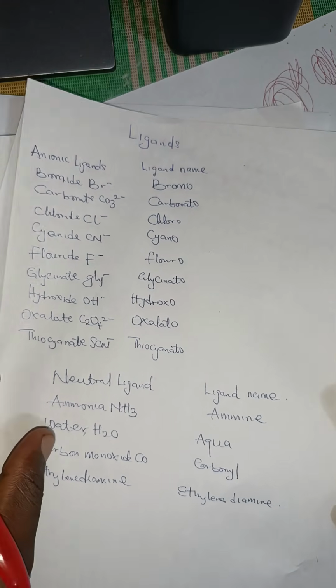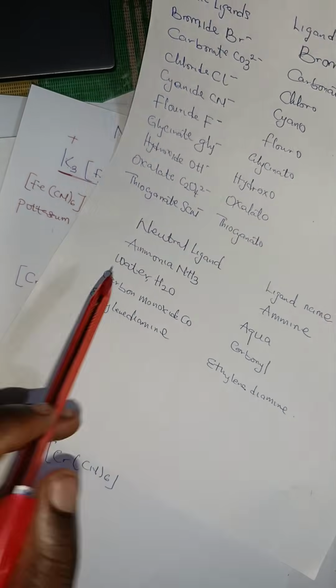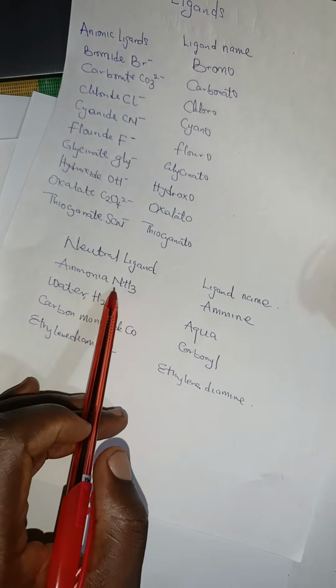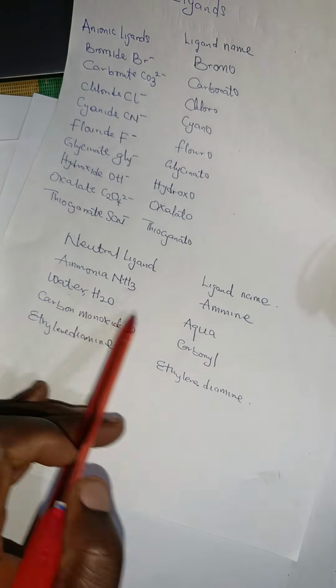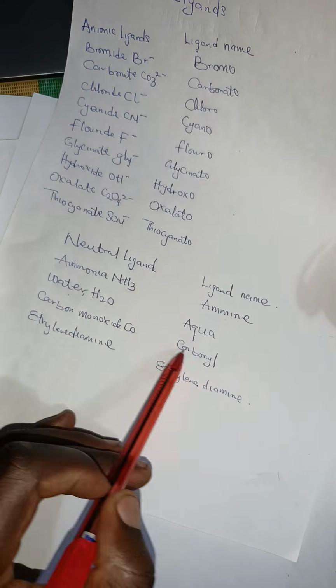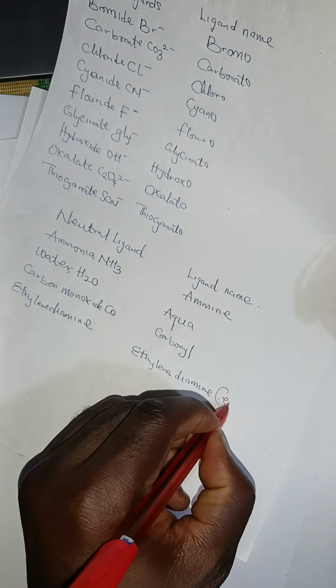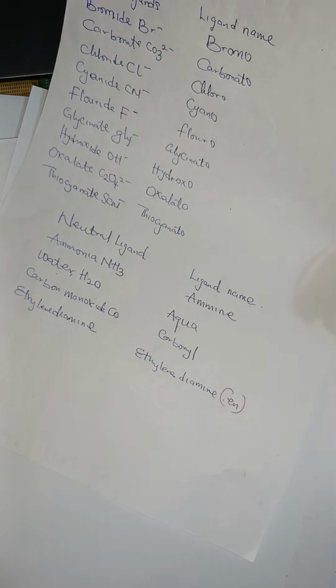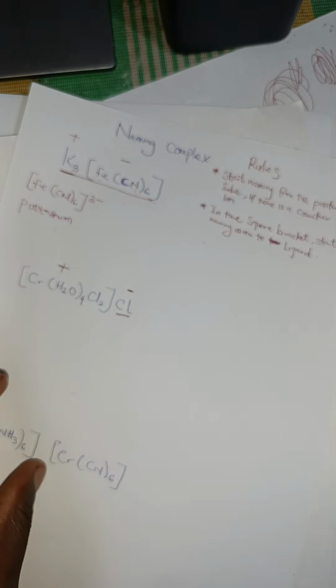But we have some ligands that are neutral, like I said. And don't forget, ligands are Lewis bases. We have some neutral ones: ammonia is neutral, it does not have a charge, and we call it ammine. Water does not have a charge, and we call it aqua. Carbon monoxide, without a charge, is carbonyl. Then ethylenediamine, which sometimes we write as en. I want you to note that. Now, let's go back.